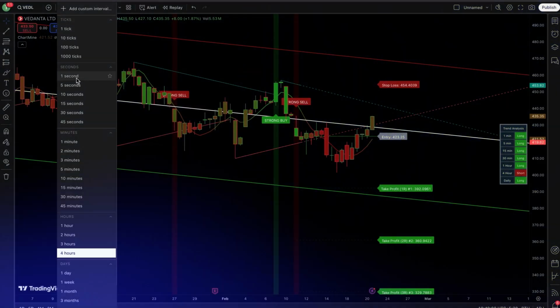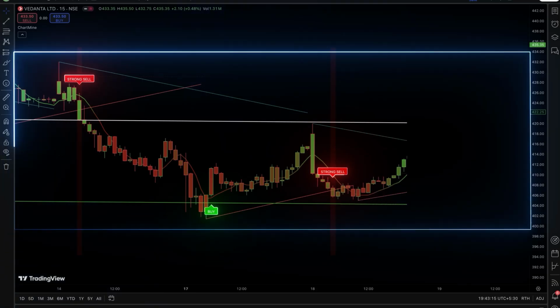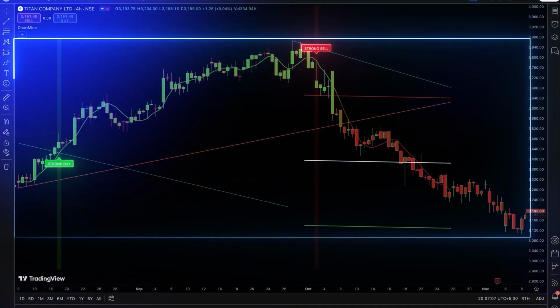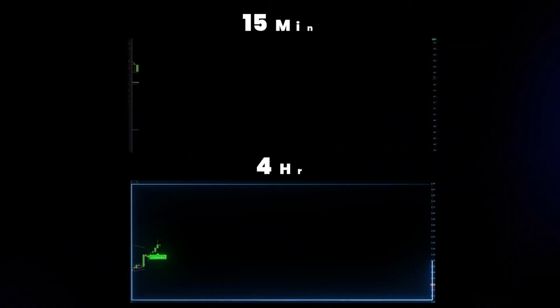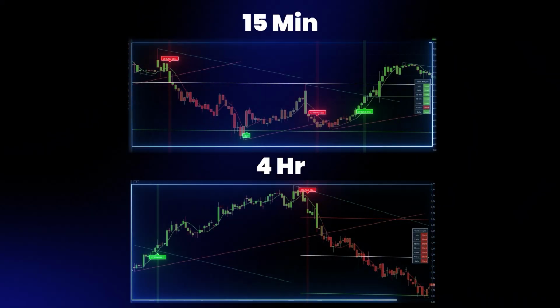Choosing the right time frame is essential. The 15-minute chart is ideal for day traders looking for quick entries and exits, while the 4-hour chart is better for swing traders aiming for bigger moves. By combining both, traders can refine their strategies and improve decision-making.